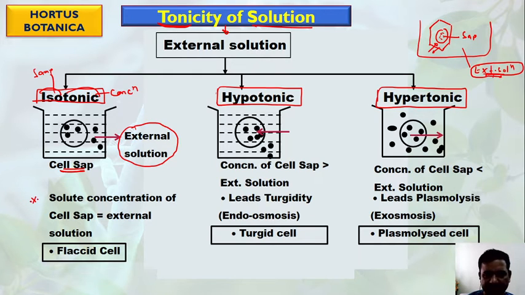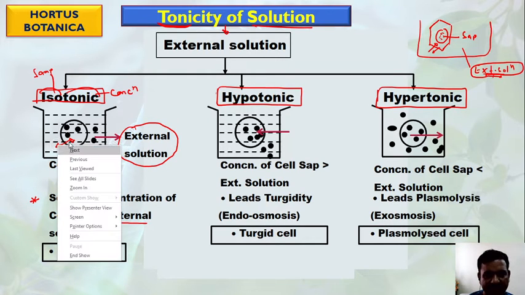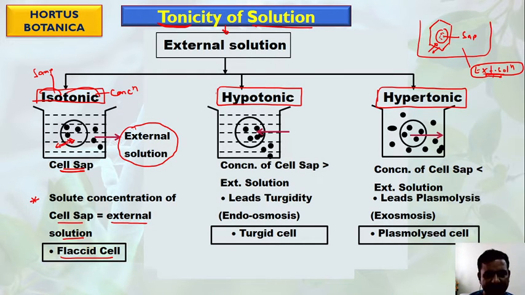Yes, my dear, this means the solute concentration of the cell sap inside the cell is equal to the external solution. This cell is called a flaccid cell, and the movement of water will go inside, come outside again, go inside, come outside. See how they are showing this reversible process. This indicates the isotonic solution, and the nature of the cell is called flaccid.